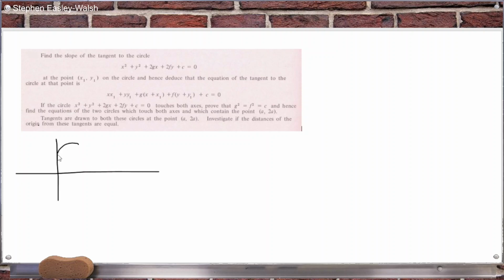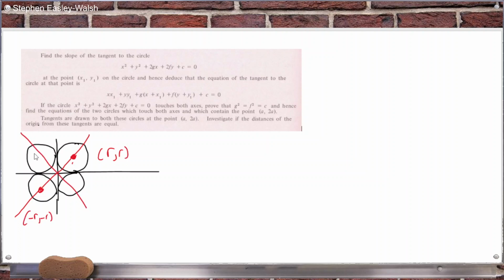for a circle to touch both axes, could be like that. Actually, could be like that. Could be like that. Could be like that. It's 4 possibilities, huh? So either here, the center's on that line, which means that would be centered at (r, r), or here at (minus r, r), or here at (minus r, minus r) or here at (r, minus r).